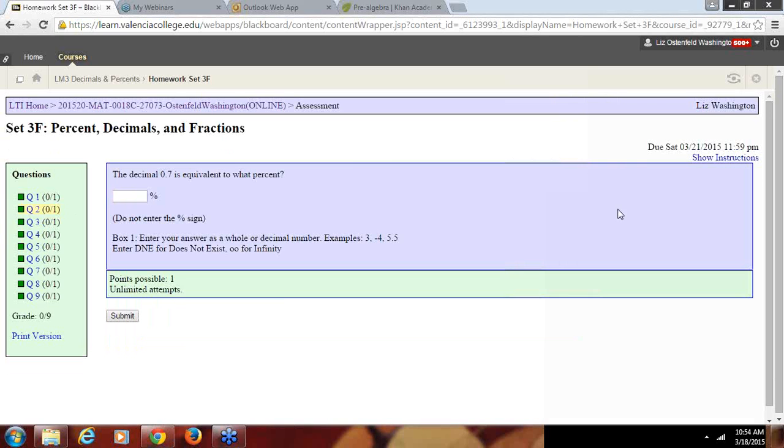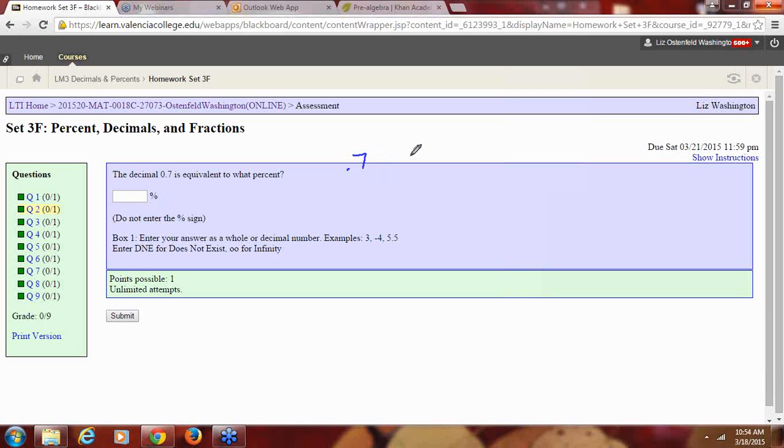This, just in case, it's 0.7 and I want it to be a percent, so I still need to move it 2 places. Here's 1 place. I need to add a 0 to move it 2 places, so this is actually 70%. Very good.